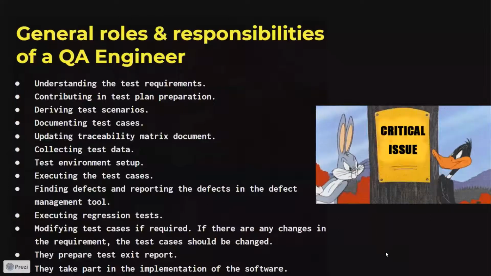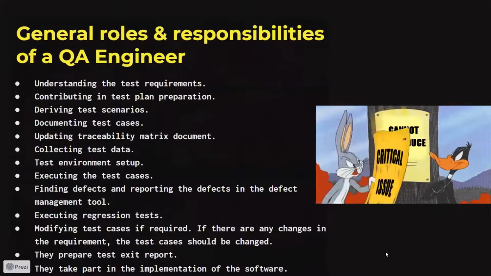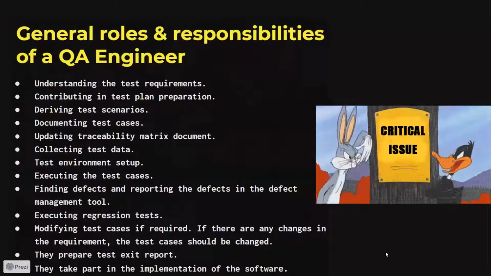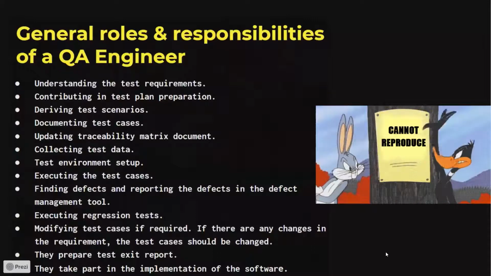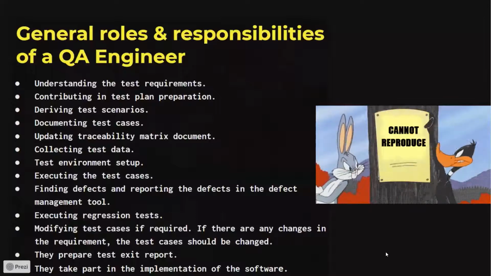First, understanding the test requirements. The test requirements are the actual requirements. The business analyst will gather the information from the stakeholders and give it to the development team. The development team consists of developers and testers. These business requirements are written in a document. This document is understood by the testers, and they should analyze the requirements.